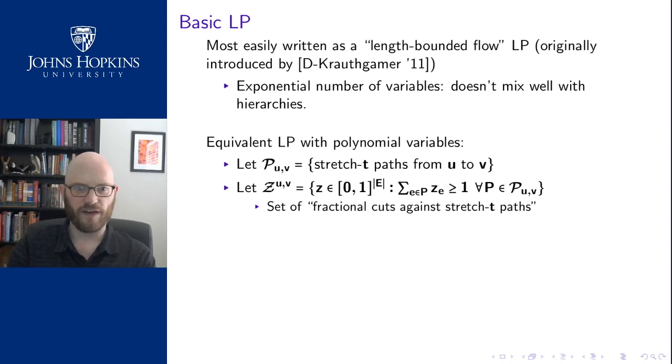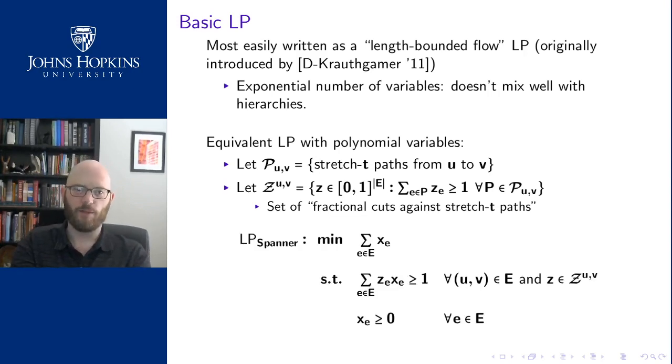In order to define this LP, I need to define these two things. P_UV is the set of all stretch-t paths from u to v. And Z_UV, and I'm going super quick since I'm running out of time, is the set of fractional cuts against stretch-t paths. So for Z_UV, I put some number z_e on every edge, so that for every short path, for every stretch-t path, the sum of those edge lengths is at least 1. So it's a fractional cut against stretch-t paths. There's an exponential number of these, but it's a polytope, so there's only a finite number of extreme points.